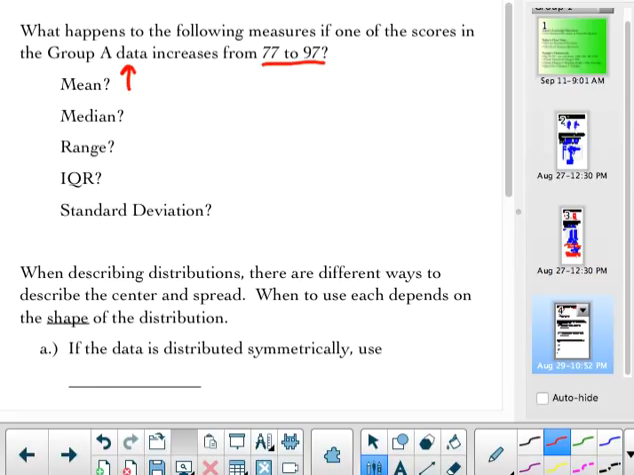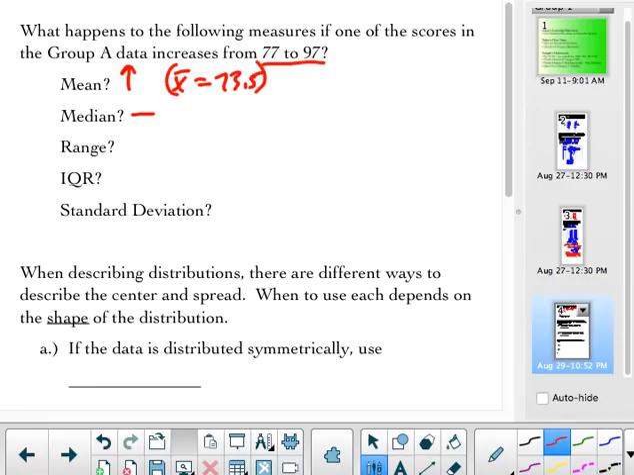In fact, this one is going to increase to 73.5. There was an increase in the sum of 20, from 77 to 97. So that 20 divided by the 10 values gives us an increase of 2, from 71.5 to 73.5. The median will have no effect at all, whether it's one of the largest three numbers or it increases significantly. The median will have no change.